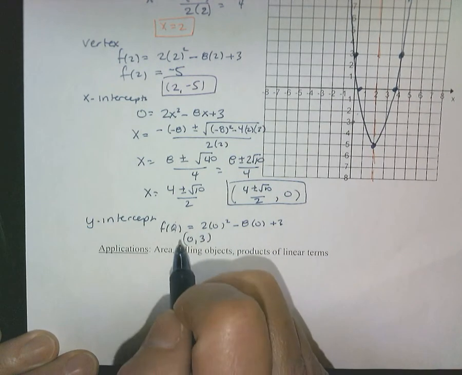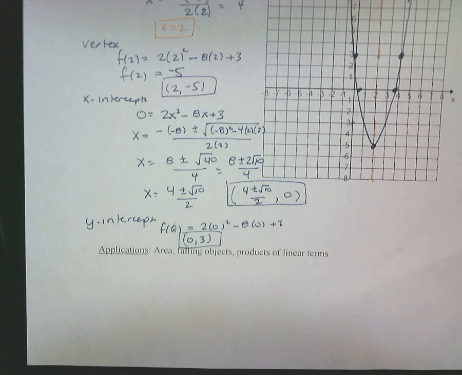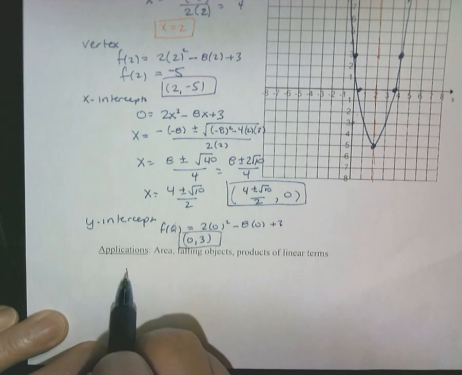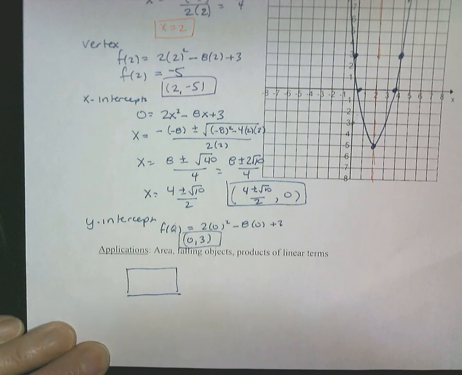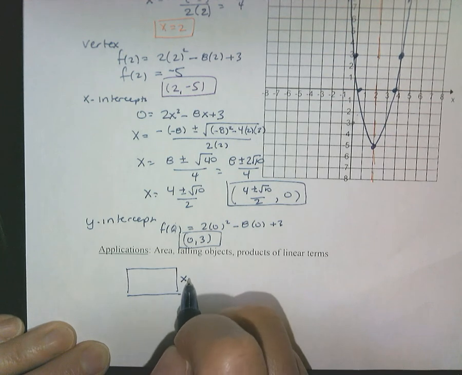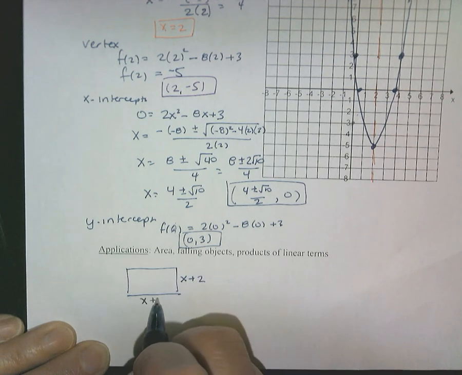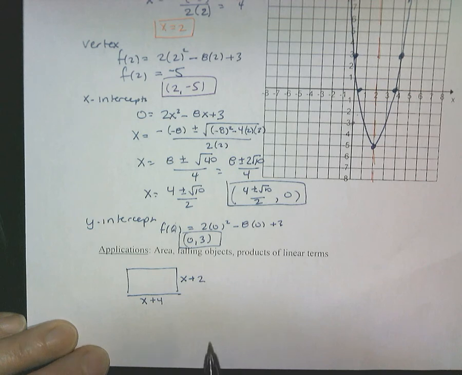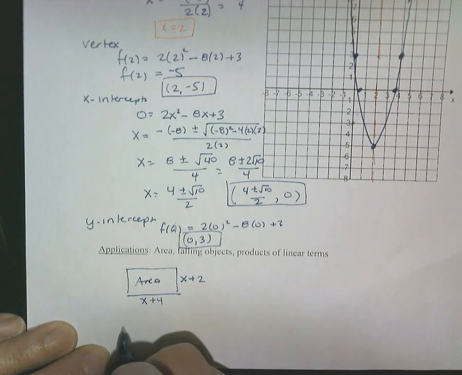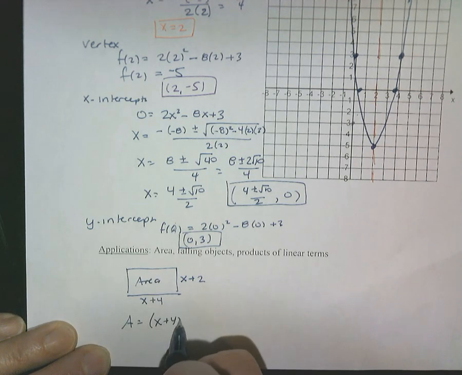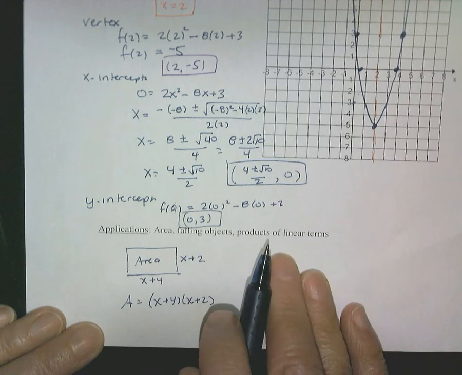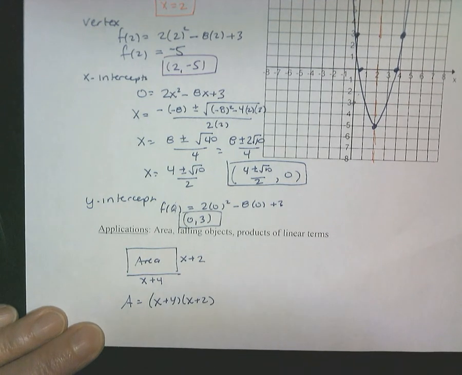We are also going to do application problems in this section. I know you don't like application problems, but they really are useful. And it will better prepare you for whatever you do in math later on. Area is a good example of an application problem. So if you have an area of a rectangle, say this was x plus 2 and this was x plus 4, you multiply these together, so area would be x plus 4 multiplied by x plus 2, and you're going to have a quadratic.